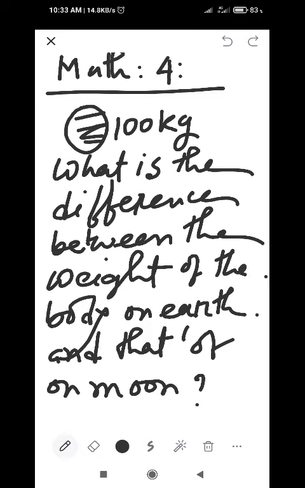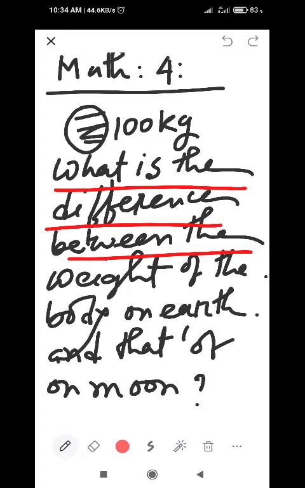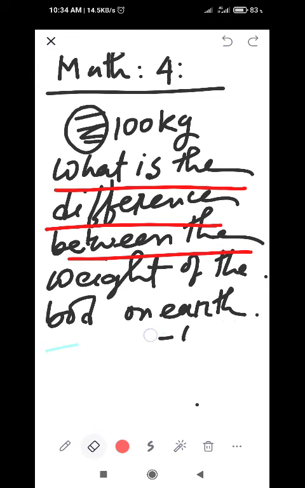Achha. Have you written in your copy the question? Okay. So for the difference, first of all, you have to determine the weight of the body on the earth surface. Then you have to determine the weight of the body on the moon surface. Then you have to subtract because you need the difference, right? So how can you calculate?